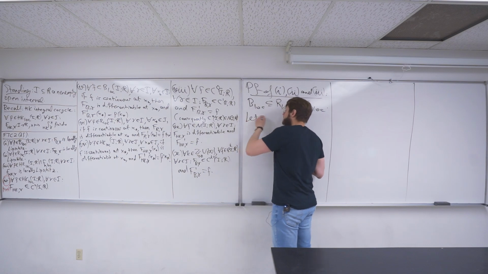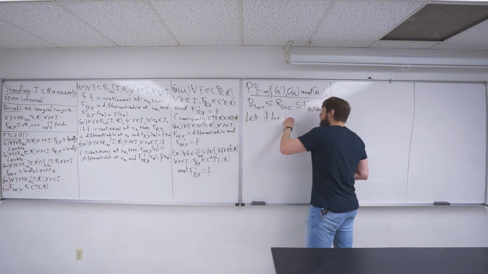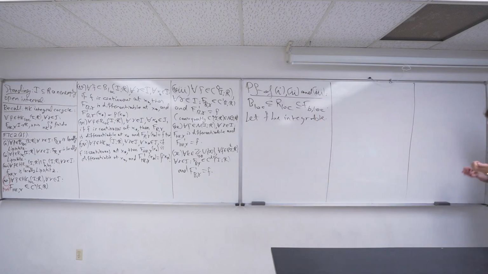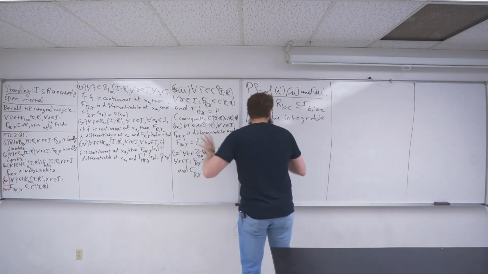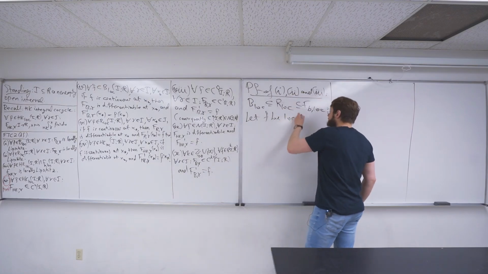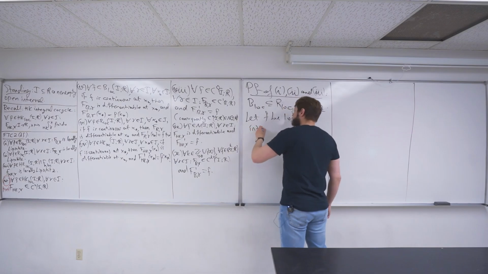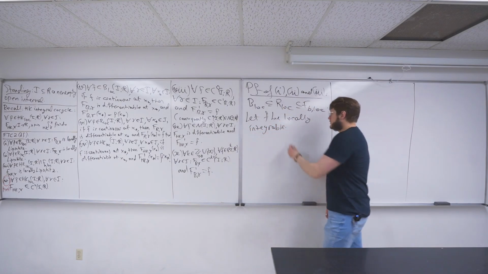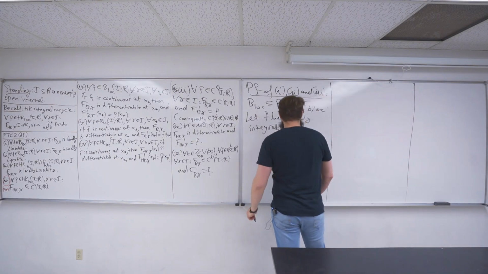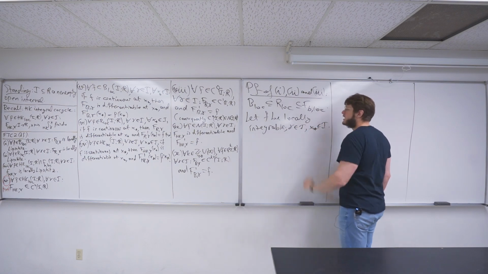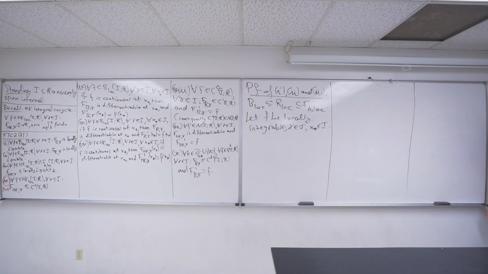So, let f be locally integrable, let's say, according to whichever theory, 1, 2, or 3. I take a base point or initial condition, gamma, and x star is going to be in I. Okay.